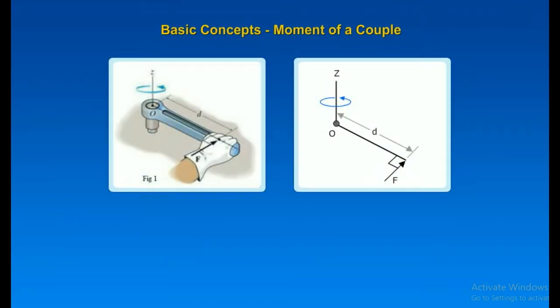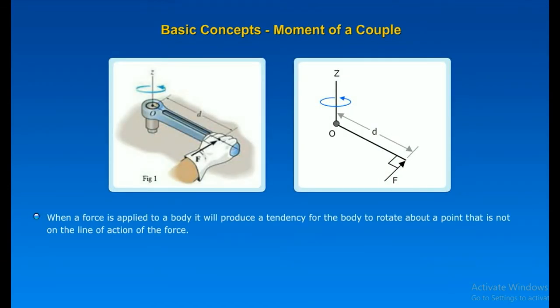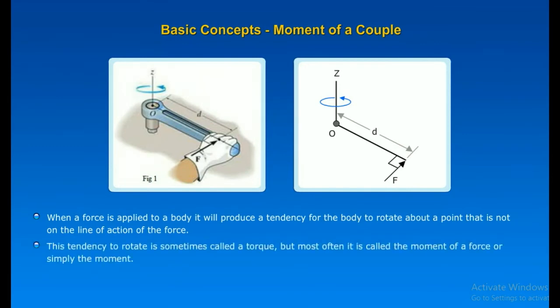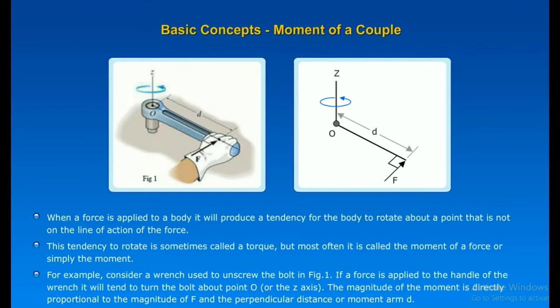Moment of a force. When a force is applied to a body, it will produce a tendency for the body to rotate about a point that is not on the line of action of the force. This tendency to rotate is sometimes called a torque, but most often it is called the moment of a force or simply the moment. For example, consider a wrench used to unscrew the bolt in figure 1.